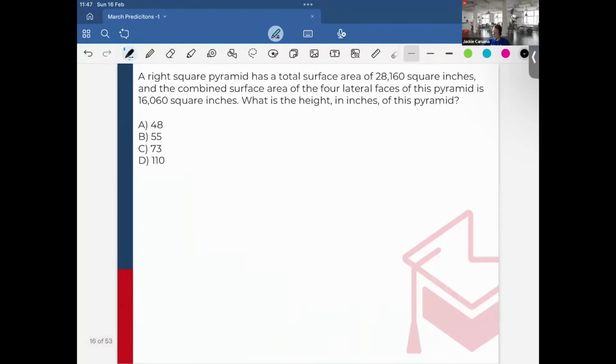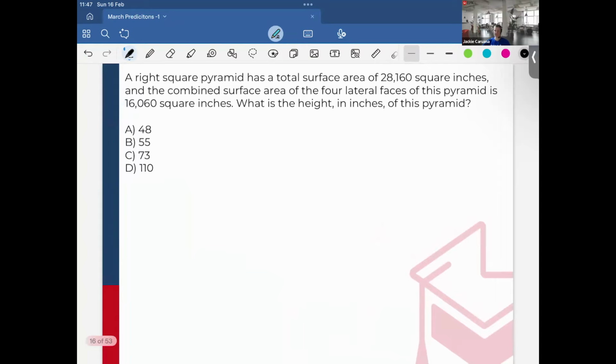Okay, amazing. So these have also been coming up on a lot of exams. I feel like they're going to sprinkle them into the March 2025 exam, so just be confident with these interesting shapes. In this case, a right square pyramid.